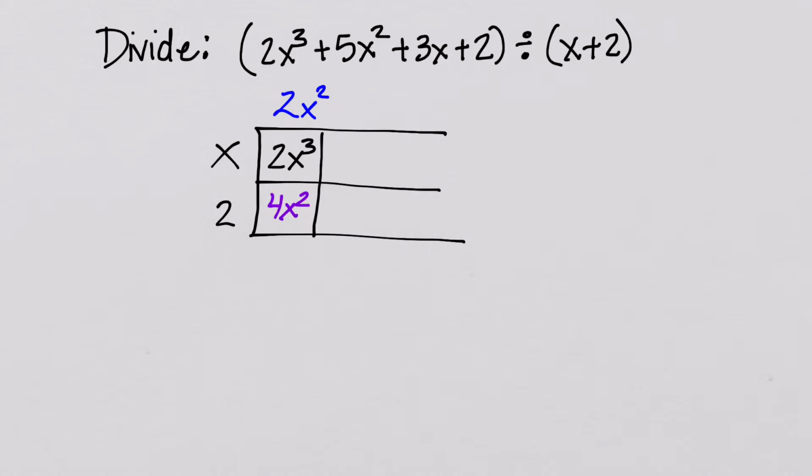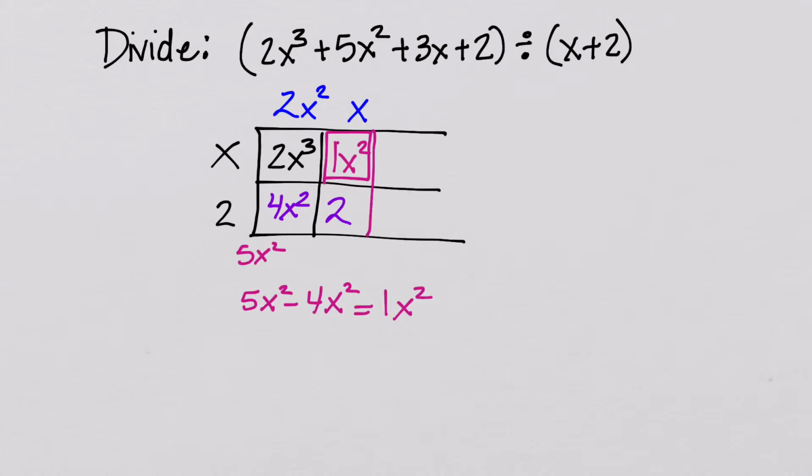Now we know that our x squareds need to add up to make 5x squared. So that's this box and the 4x squared. So we can do the math. 5x squared minus 4x squared, that's 1x squared. That's what we need here. So now, what do we multiply x by to make 1x squared? Well, we need another x. And so when we multiply for the lower box, we get 2x.